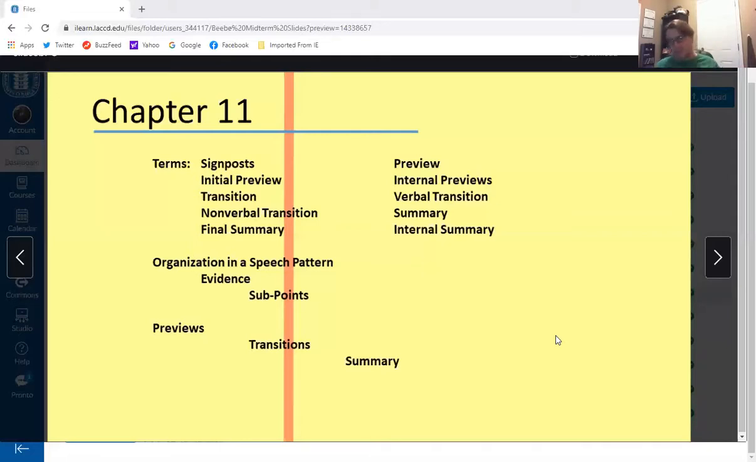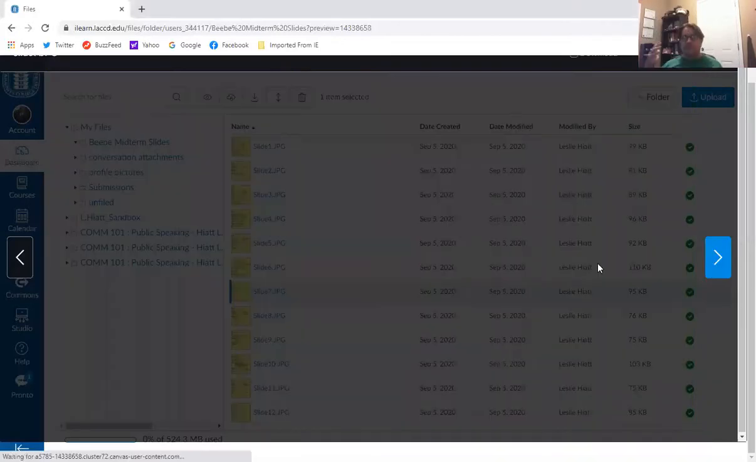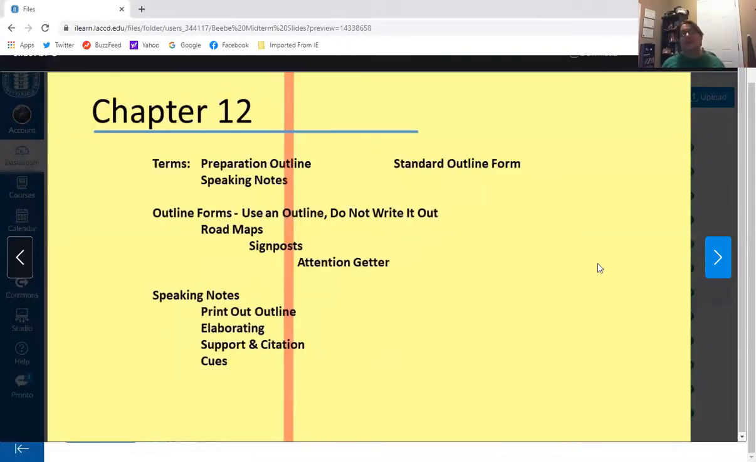So look up these terms. And these are, again, previews, transitions, summaries. You've already been doing this in your speeches. You're good at this. Just remember the terms for your test. And then chapter 12 is just how do you set up for it? And that is, of course, putting it in an outline form. We covered outlines already, speaker notes and so forth.